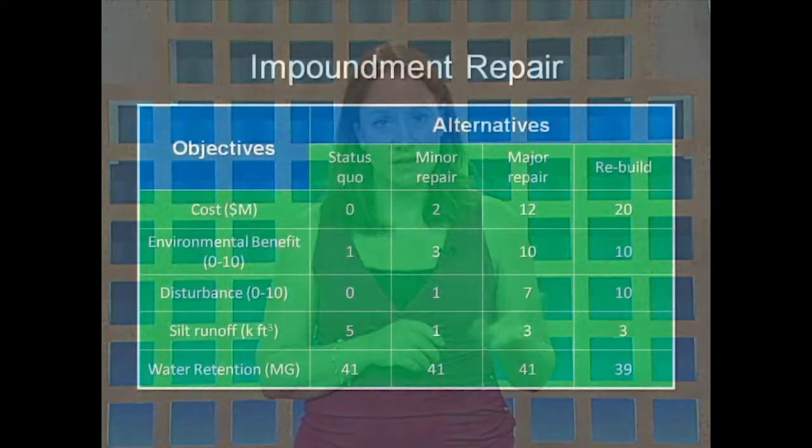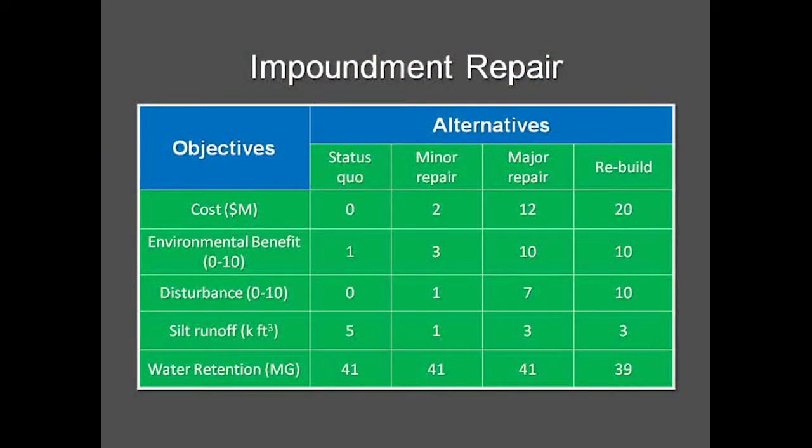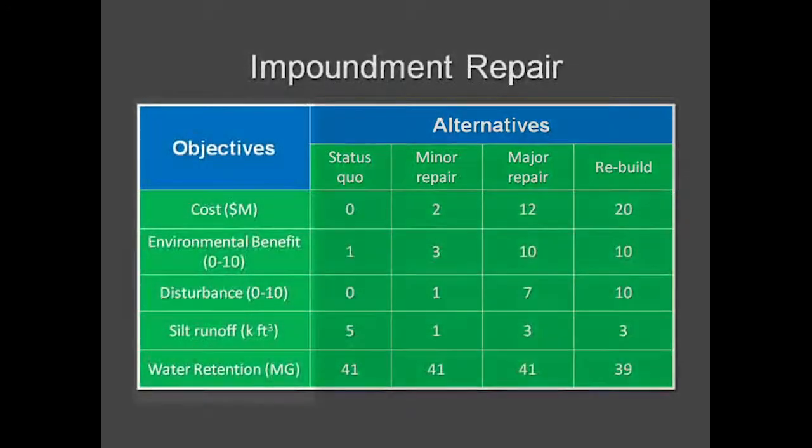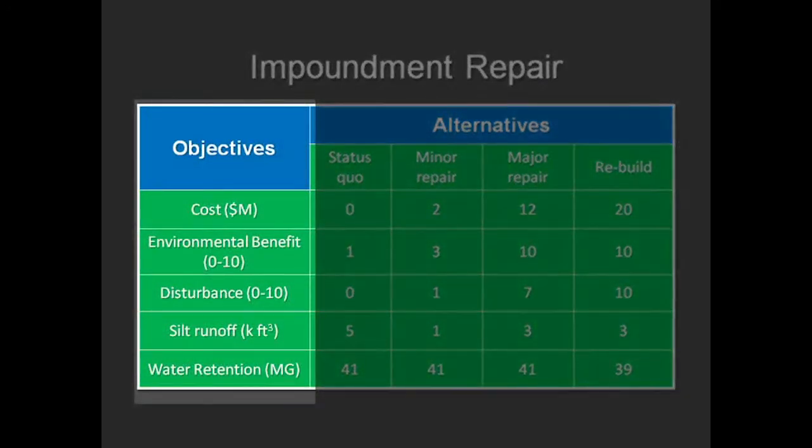So let's start with an example, and you're going to see this example all through this module. Imagine a situation where you're considering repair of some impoundment. You're considering 4 different alternatives, and you have 5 different objectives. You'd like to minimize cost, you'd like to maximize the environmental benefit that you get from your impoundment, you'd like to minimize disturbance to the impoundment, you'd like to minimize silt runoff, and you'd like to maximize water retention.